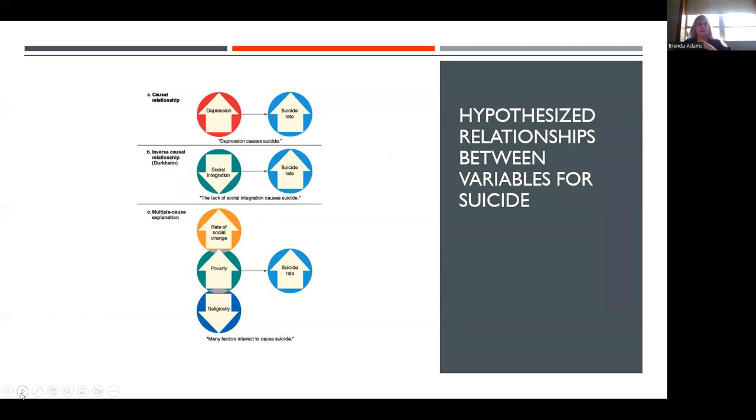This is the hypothesized relationship between variables for suicide. So you can read this in your book also. It just shows the causal relationship, the inverse causal relationship, the multiple cause explanation. So we look at all the different things as to why the rate of suicide is different in the United States or worldwide.